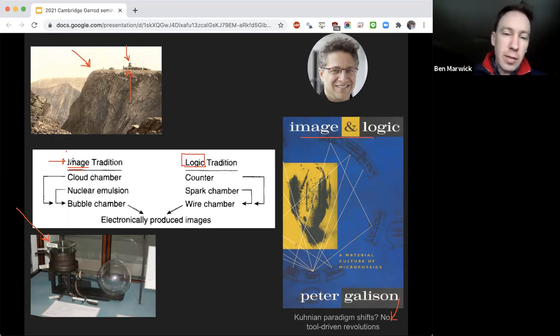And he makes the interesting contrast in physics between image-based tools, where people are looking directly at things, and logic-based tools, where it's more like instrumental detection and counting, and not so much dependent on the naked eye.